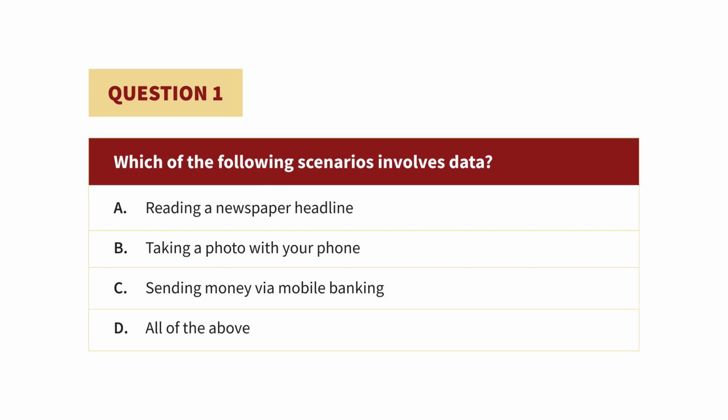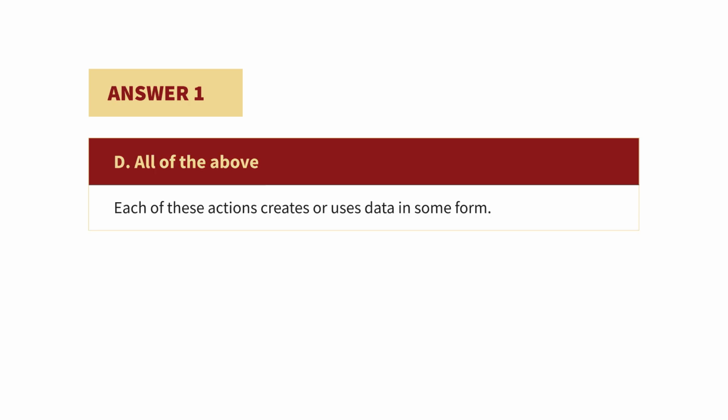A. Reading a newspaper headline. B. Taking a photo with your phone. C. Sending money via mobile banking. D. All of the above. The answer is D. All of the above. Each of these actions creates or uses data in some form.